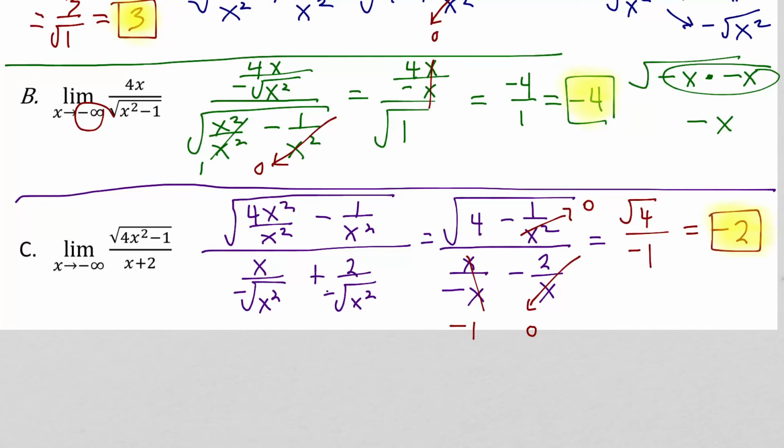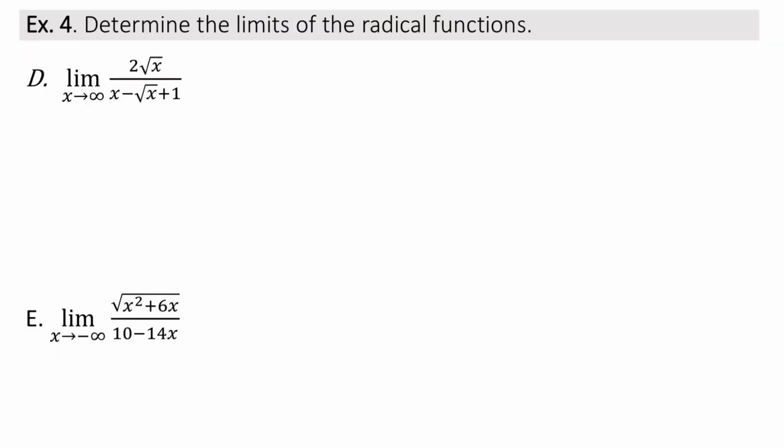So we got negative 2. So this is the technique that we use for determining the limits of functions with radicals in them as x approaches positive and negative infinity. So we have a couple more square root limits that I want to talk about.